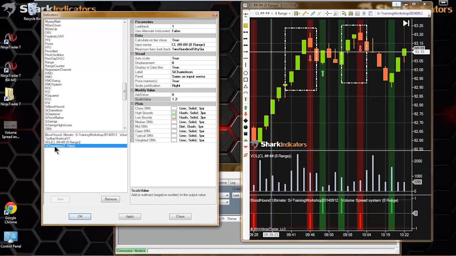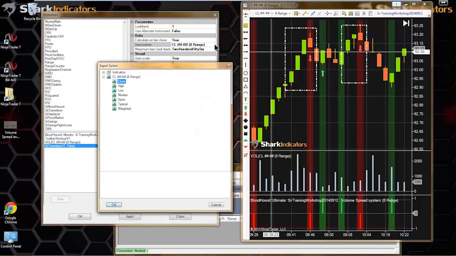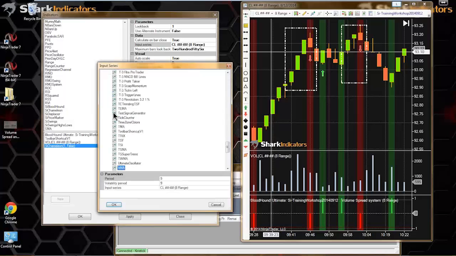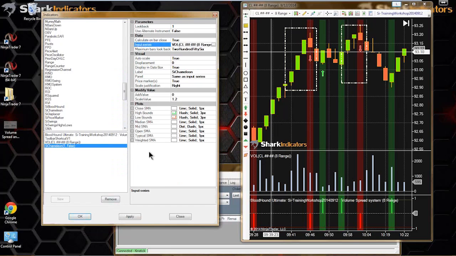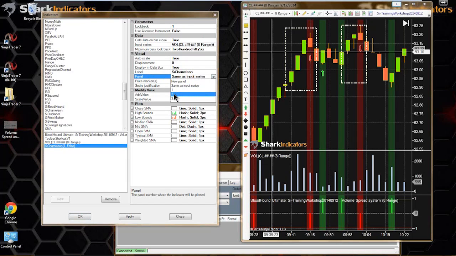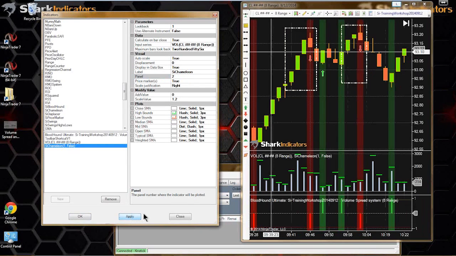Now I need to put the scaling onto the volume, right? Because by default, Chameleon is looking at price data: the close, the mid price, the open price. But I'm going to have Chameleon actually look at the volume. So I'm going to feed the volume into Chameleon, like so. I want to put it on panel 2, right? My volume is on panel 2 over here. So let's hit apply and see what this looks like.